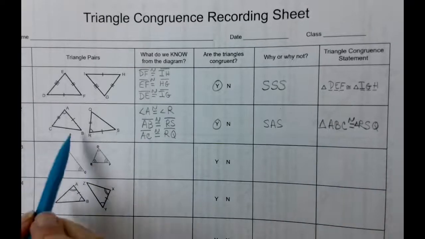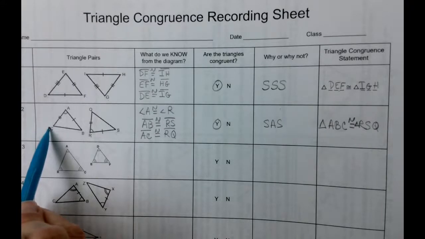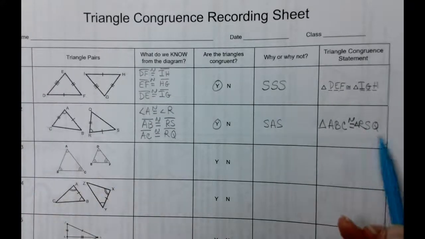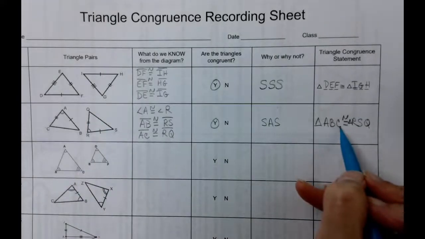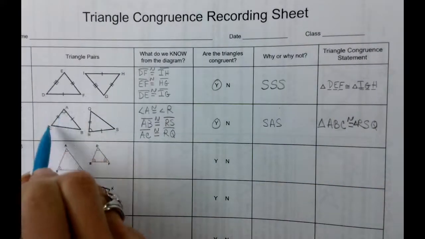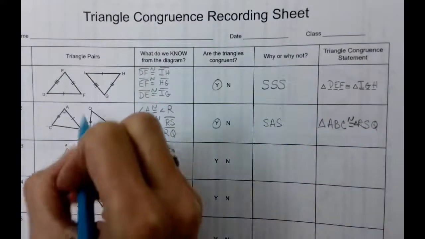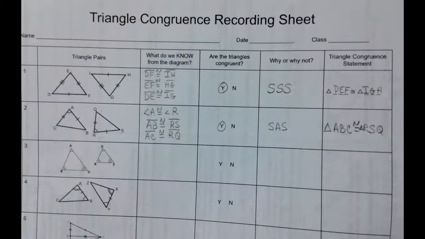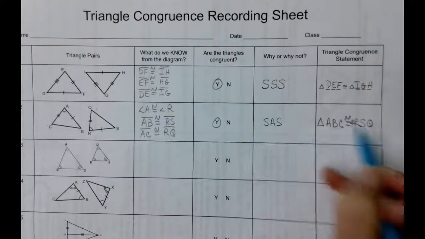BC, no tick marks on that one, and SQ, no tick marks on that one, and then AC has to match up with RQ, and it does, and the angles match up as well. So don't forget to write your triangle in front of there. Mine's weak, but you can see it.